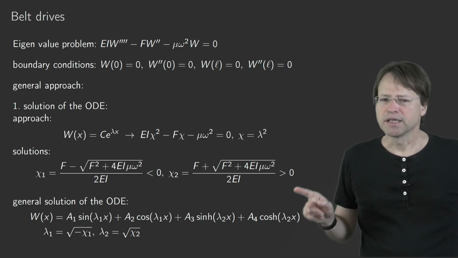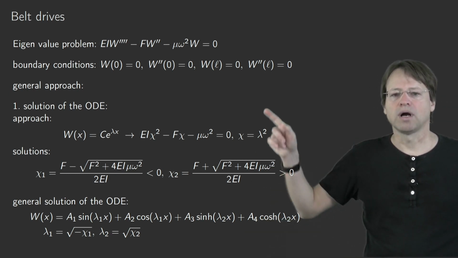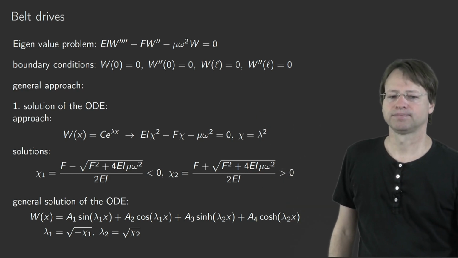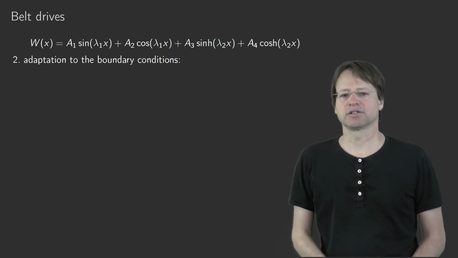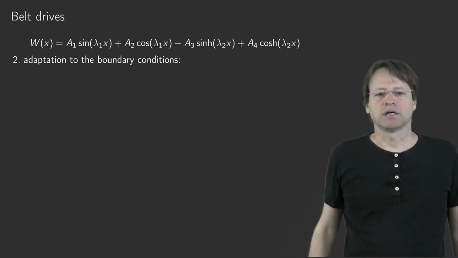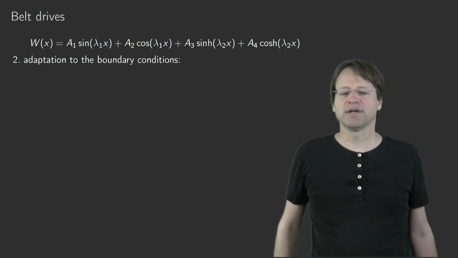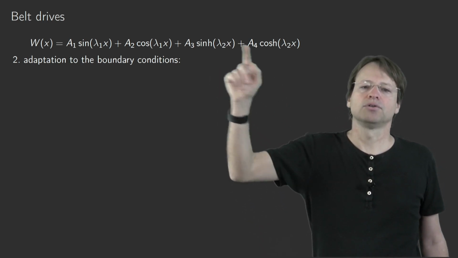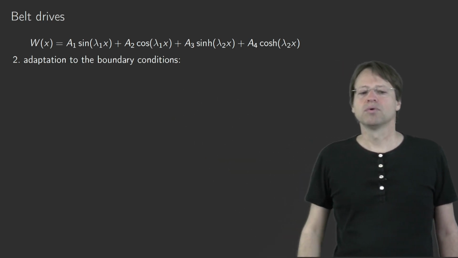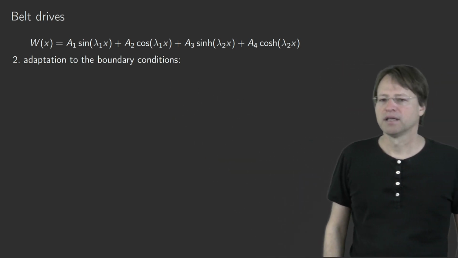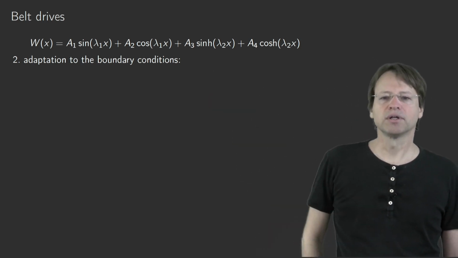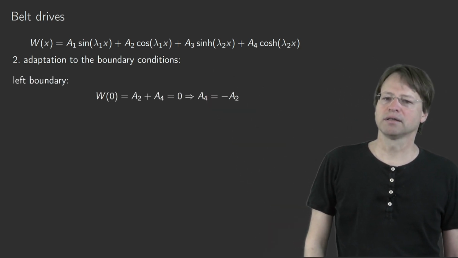Now we have to adapt the general solution to our boundary conditions. Let's see how that works. So this would be the second step. We solved our ordinary differential equation, we get to the general solution, and in a second step, we adapt that general solution to the boundary conditions. Let's start with the left boundary condition. That's always easier, to plug in a 0 in that equation than a value L.